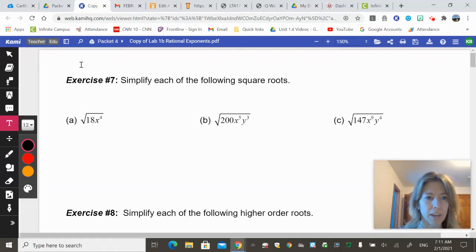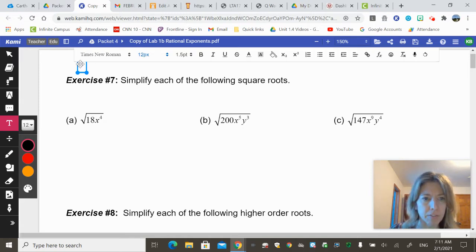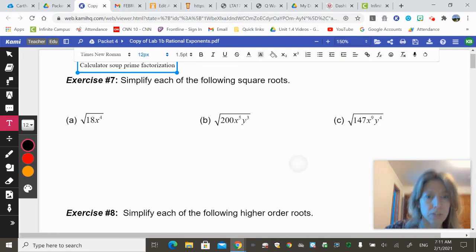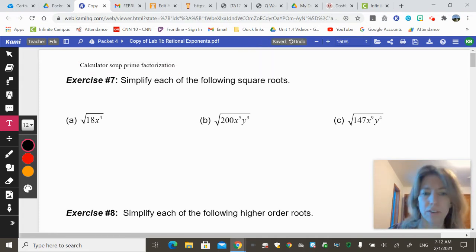It's just a review day. And just a reminder for these exercises 7 and 8, this is review. Remember we used the website called Calculator Soup, and it was called prime factorization. All right, so just a reminder that you can use Calculator Soup prime factorization when you're simplifying square roots.